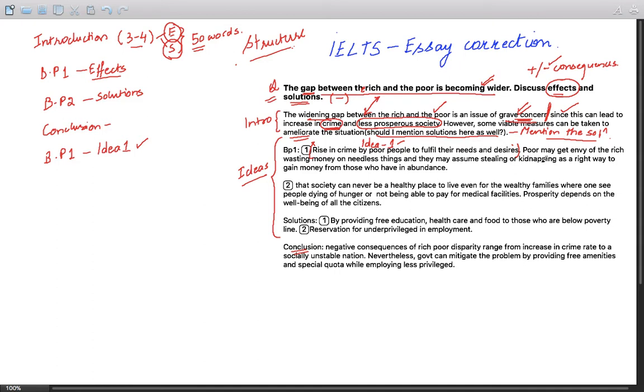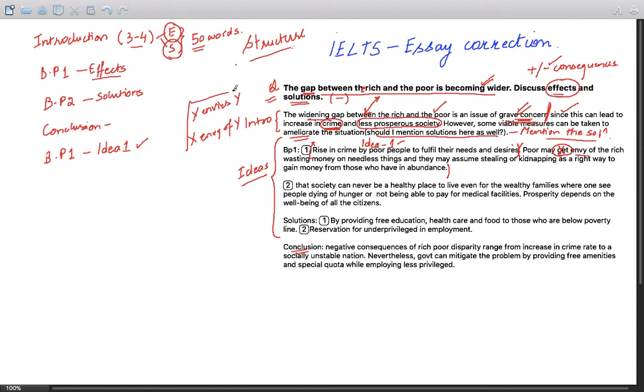Okay. Now the explanation begins from here. Poor may get envy of the rich. Now, you never get envy. You are envious of someone. You never get envy. This is a mistake. Envy can be used in two forms. In fact, if we say X envies Y or X envy of Y.